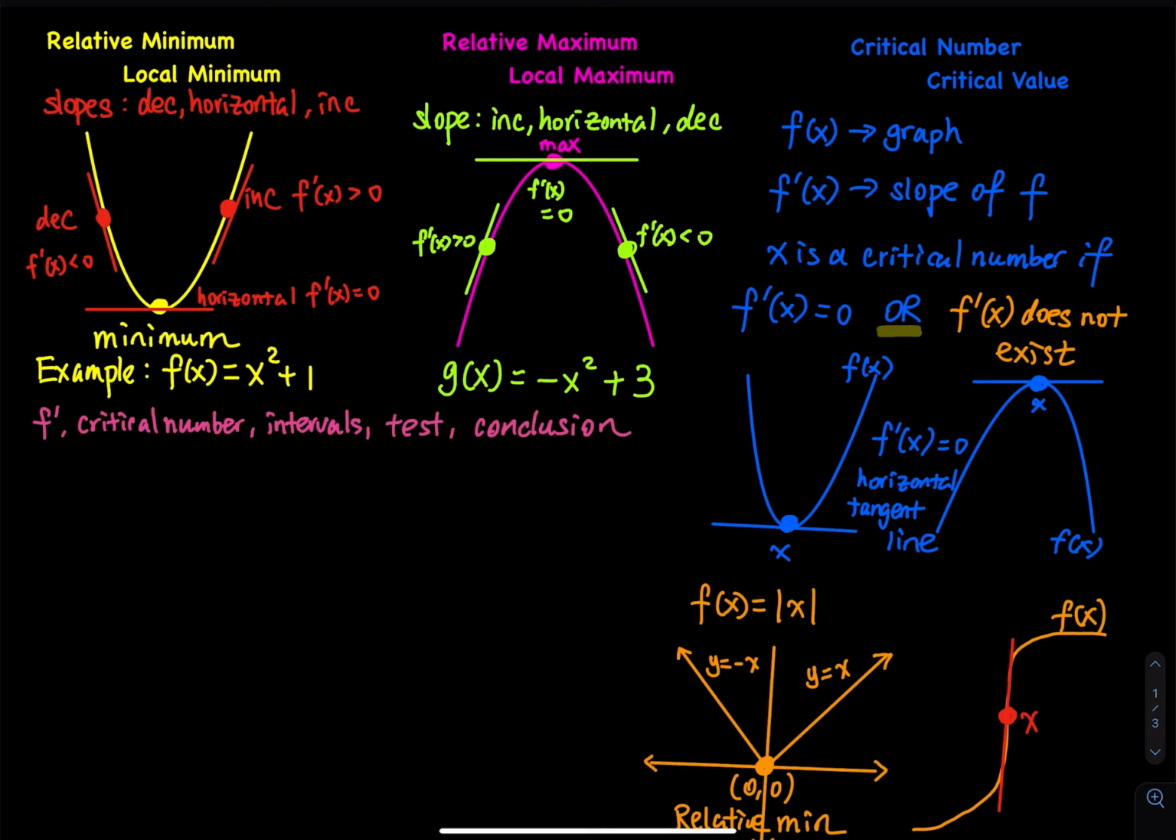So let's get started. First of all, relative minimum. In some textbooks they call it relative minimum, in some textbooks they call it local minimum. So relative minimum and local minimum are the same thing. So what is a relative minimum?